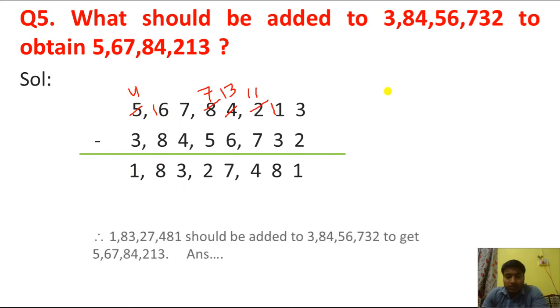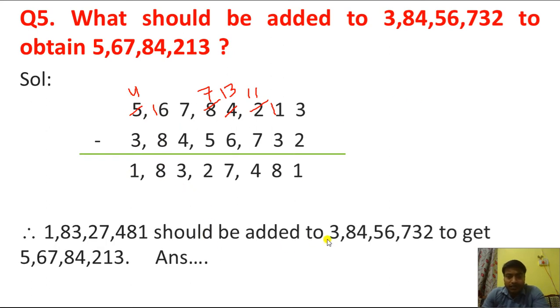So this should be added to this number to get 5 crore 67 lakh 84,230. 1 crore 83,027, sorry, 1 crore 83 lakh 27,481 should be added. Clear? This is the answer of this question.